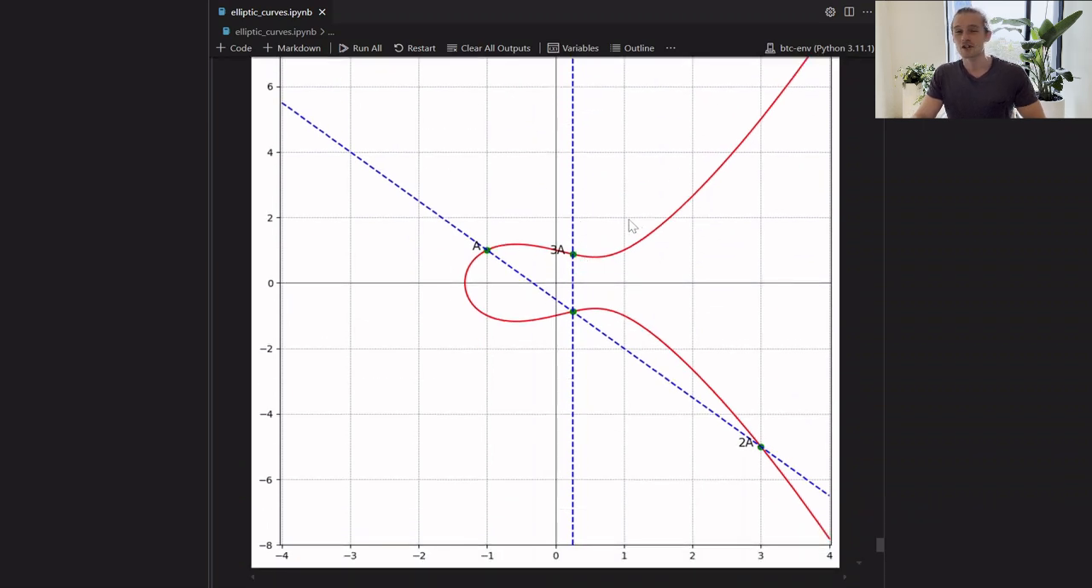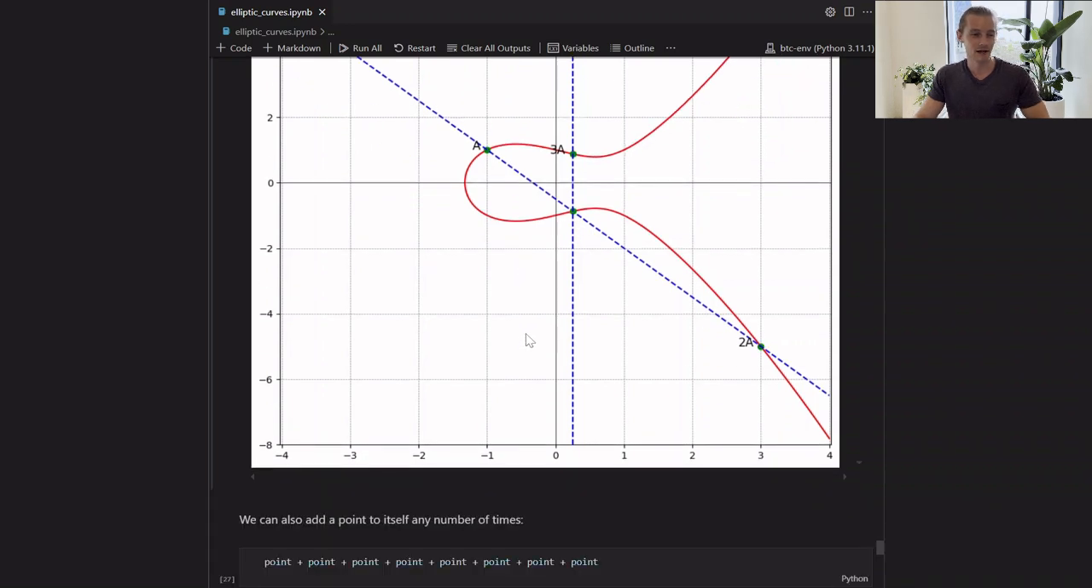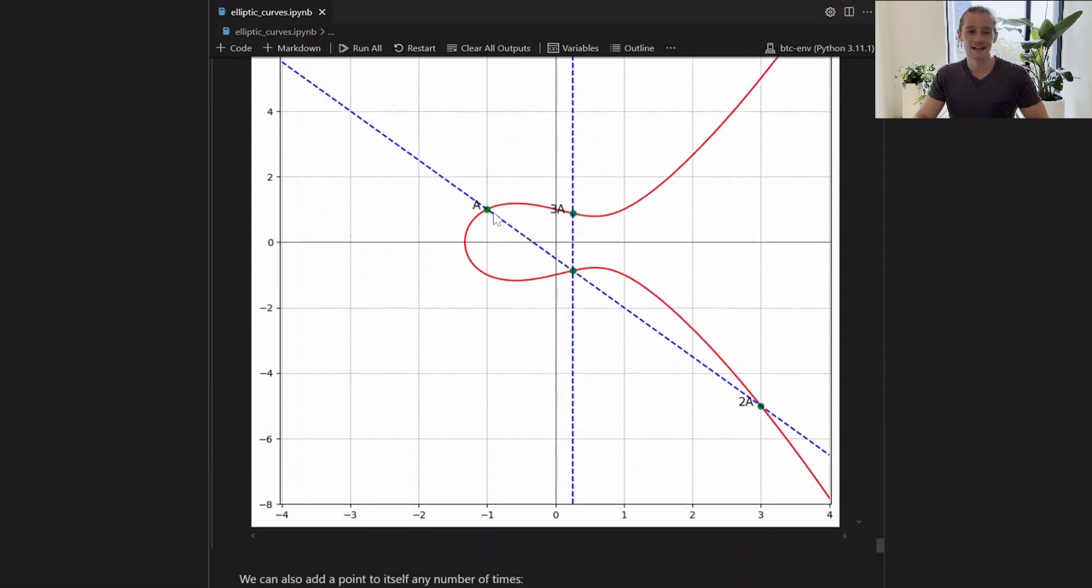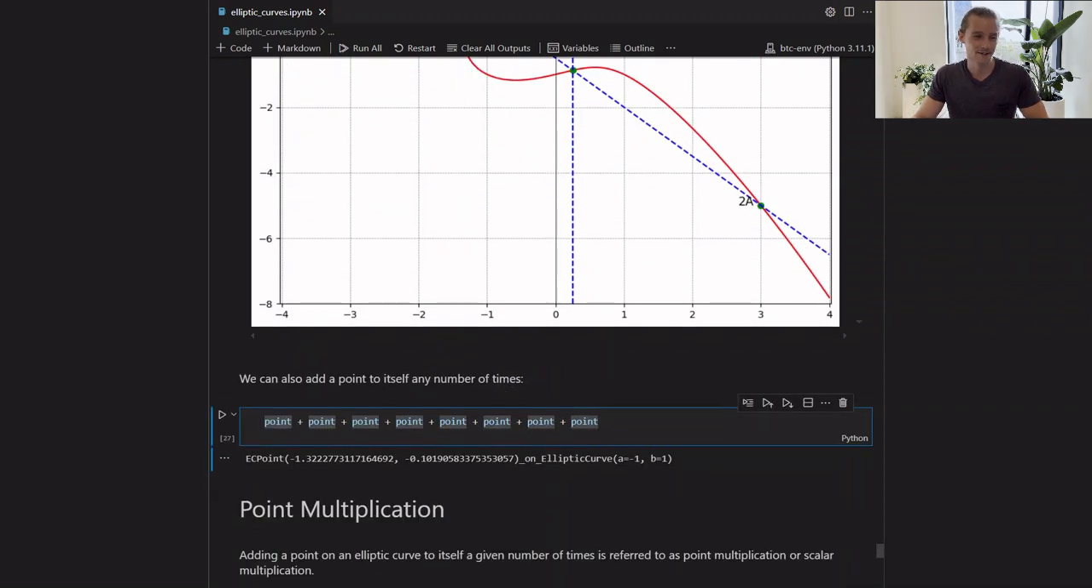Now, visualizing this a repeated number of times is a bit cumbersome, but the Python class that I created can actually handle this very easily. So if we were to, instead of add the point a to itself twice, which gets us 3a, do that 7 times as well to get to 8a, the result of that would be the x-coordinate minus 1.3 roughly, and y-coordinate minus 0.1 roughly.